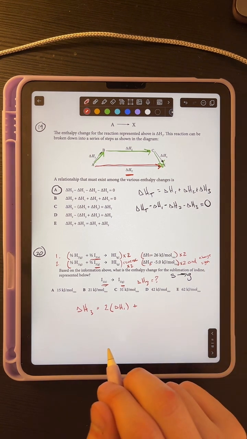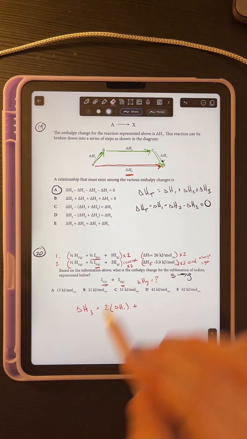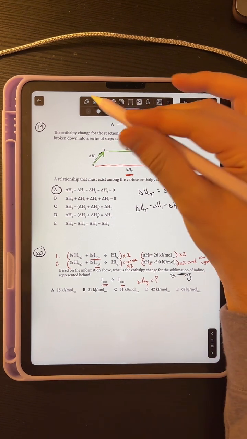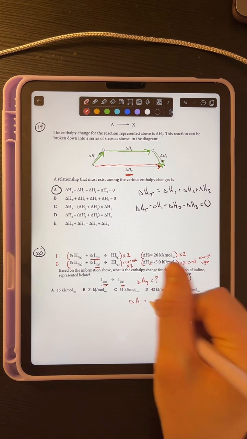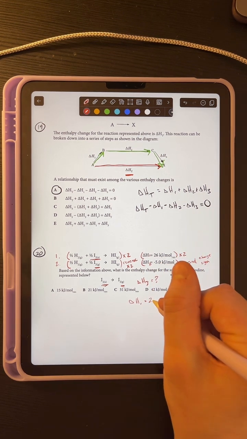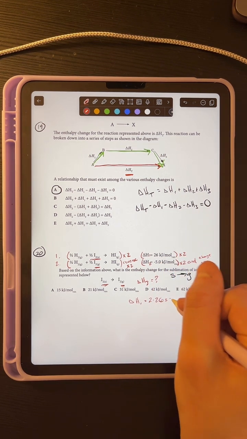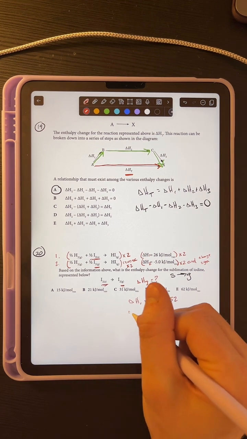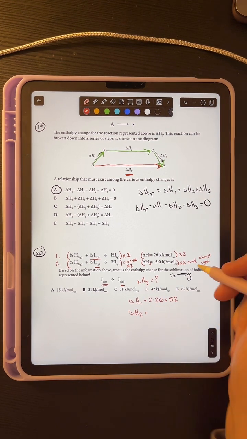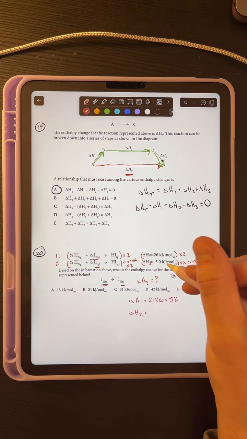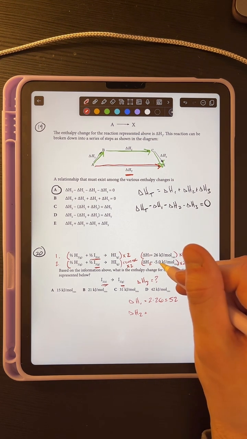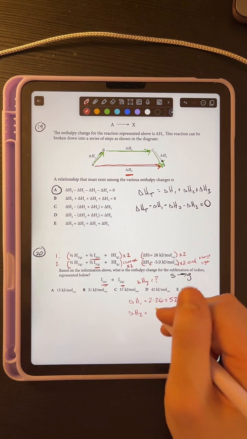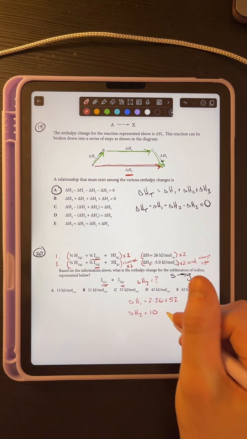I'm doing this a weird way. Because it's actually giving us values, I'm going to solve for that. So our new delta H1 is just 2 times 26, which equals 52. And our new delta H2 is 2 times negative 5, but we also have to change the sign. So 2 times negative 5 gives us negative 10. Changing the sign gives us a positive 10.